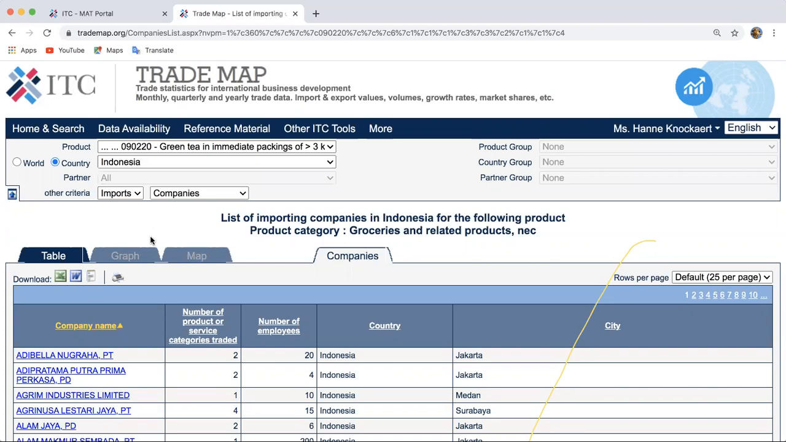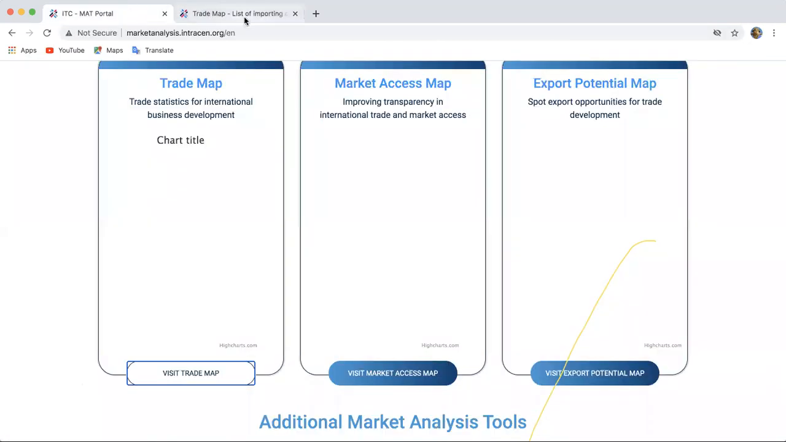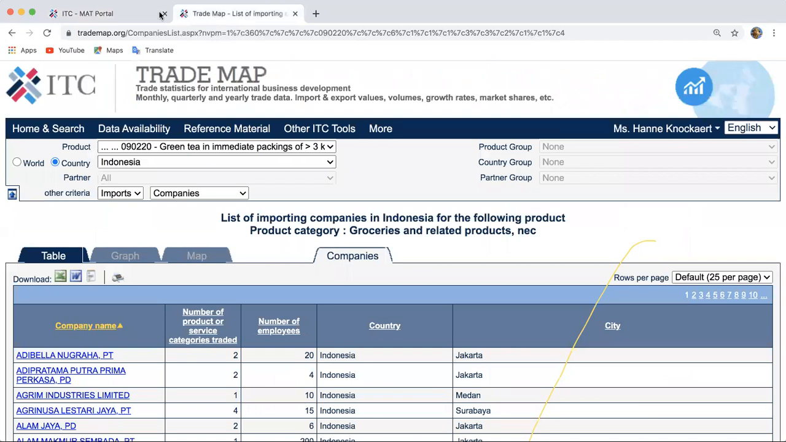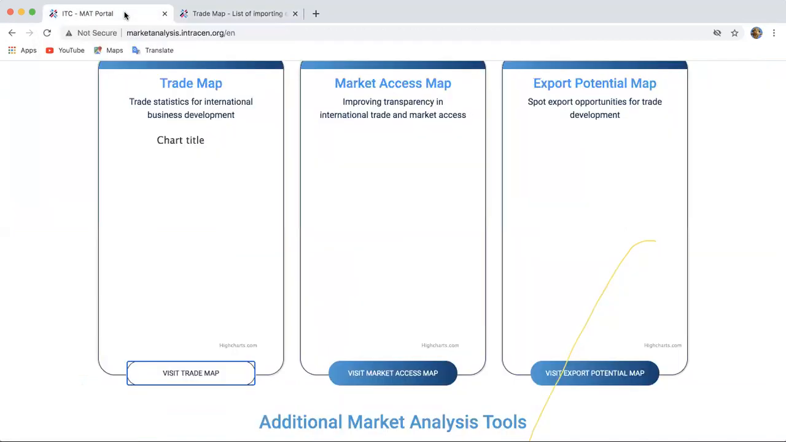Okay, so I will start now. Sorry, I'm still reading. I will start now with my presentation on Market Access Map. Okay, thank you for all your interactivity. It's great to see you all answering. So this is Trade Map. If you have any questions, don't hesitate to let us know. We're there for you.